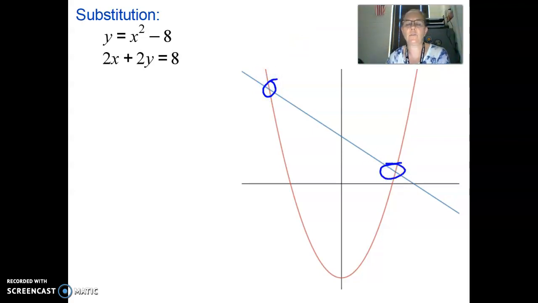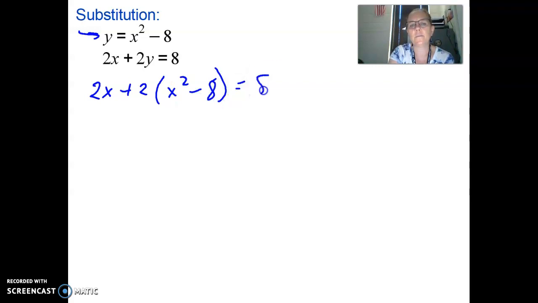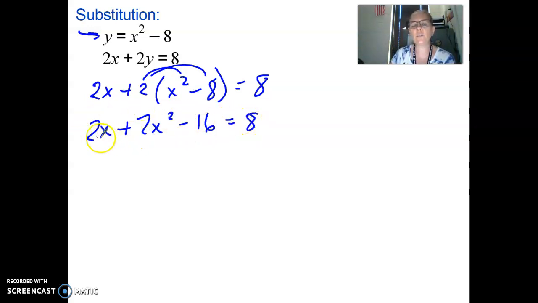So when I get my answer this time, I'm going to end up with 2 solutions. I have 2 points that are on both equations, and so therefore when I solve, I'm going to get 2 answers. All right, let's do that. We're going to do this one by substitution. I've already got y by itself right there, so let's substitute that into the other equation. Remember, always substitute into the other one. Okay, so let's distribute right here. 2x squared minus 16.